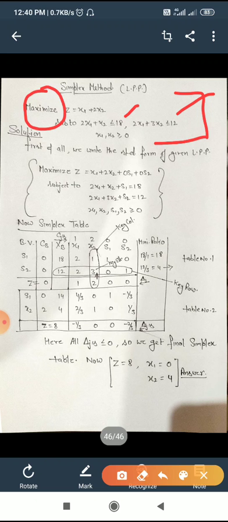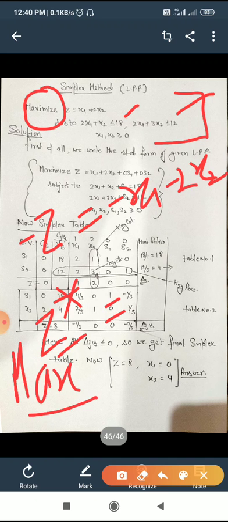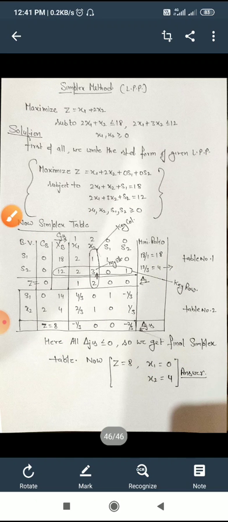The objective function should be in maximization form. If it is in minimization form, then we convert it into maximization form. Suppose this is minimization, then we multiply both sides by minus sign: minus z equals minus x1 plus minus 2x2, and we put minus z equal to z star, and then we can write this as maximization of z star equals minus x1 minus 2x2. This is the second condition before writing the standard form of the LPP.